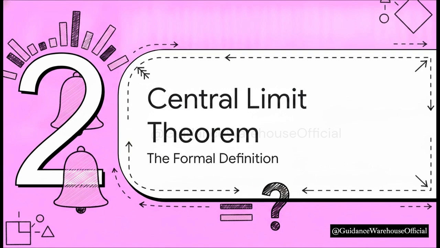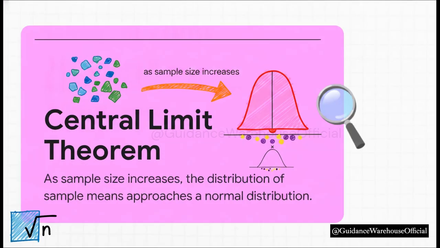Section 2, the Central Limit Theorem. All right, so here is the formal Central Limit Theorem. As your sample size, which we call n, increases, the distribution of your sample means approaches a normal distribution. But there are two absolutely critical rules you've got to remember here. First, this new normal distribution has the exact same mean as the original messy data. So if the true population average is 50, your beautiful bell curve of sample means is perfectly centered right on 50.